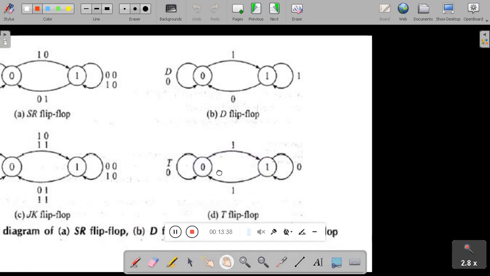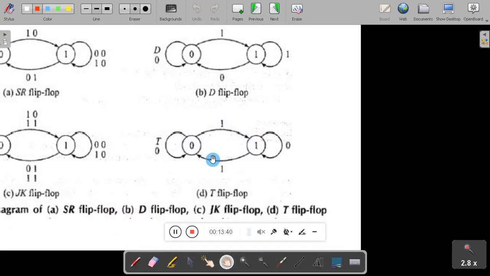Next, if it is in state 1 and the value of T is 0, it will remain in that state only. And if it is in state 1 and the value of T is 1, it will move to the complement of this one, that is 0. So this is the FSM representation of the flip-flops.